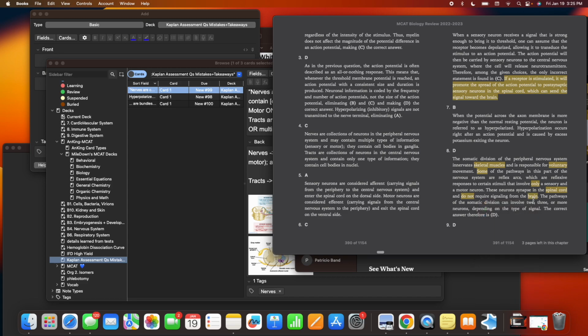Pathways of the somatic division can involve how many neurons? 2, 3, or more, depending on the type of signal.